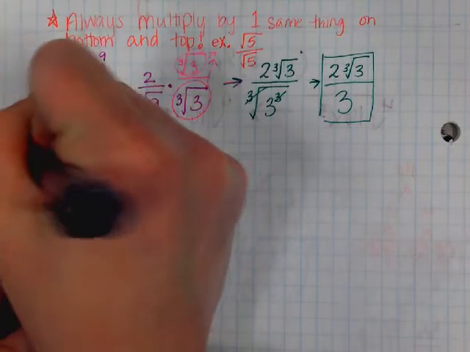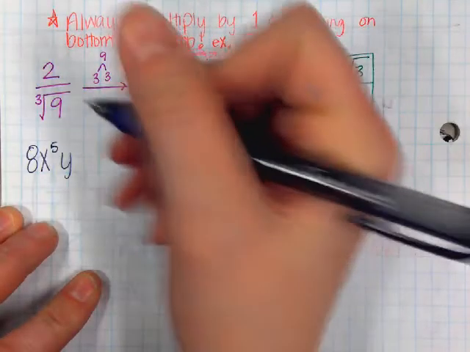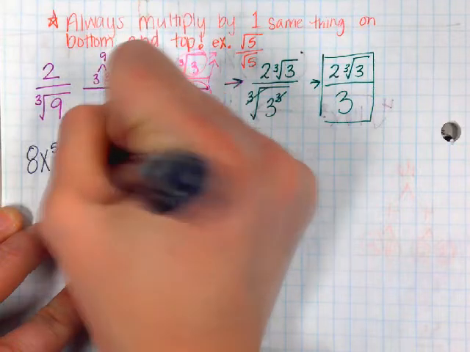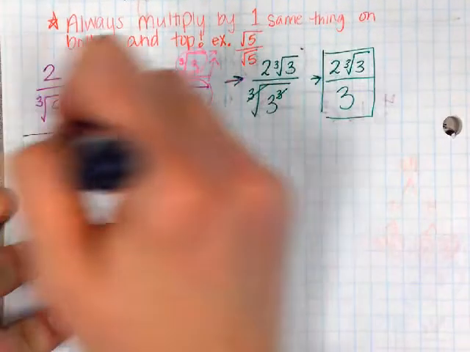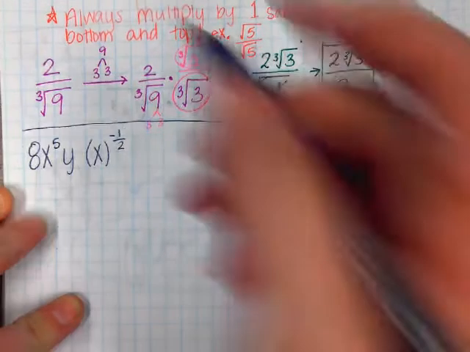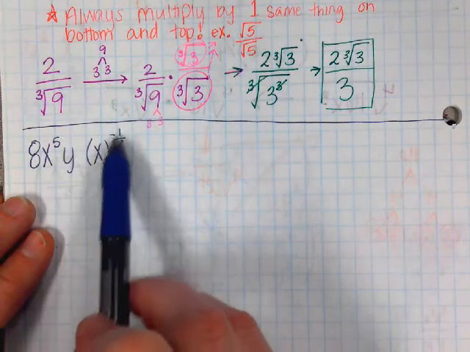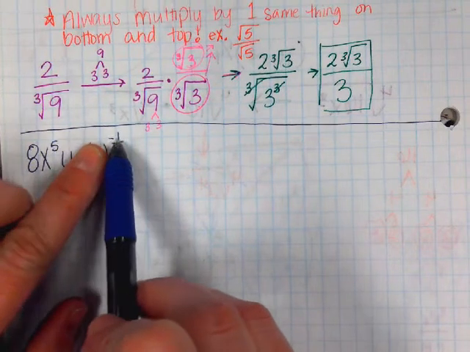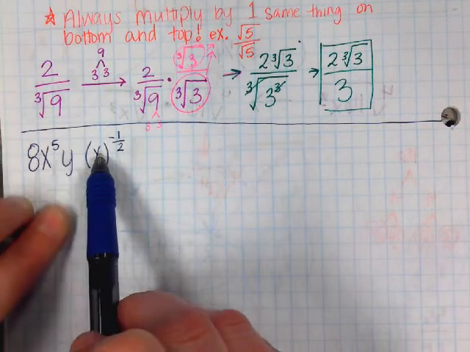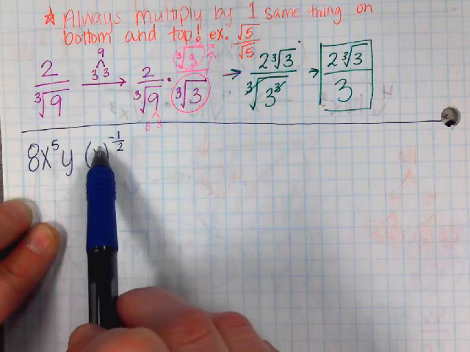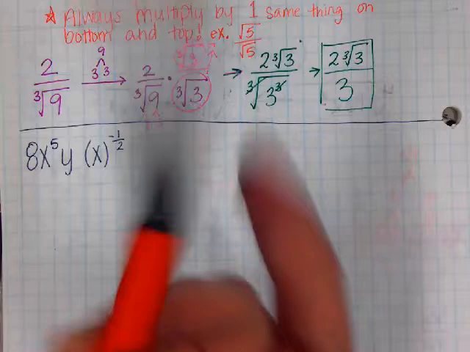All right, another example now using variables. So if we have 8x to the 5th y times x to the negative 1/2. So this is a new example. Oops, and I just marked through that stuff, sorry. Now, I put this problem on here because I wanted to show you, remember, when you have an exponent like this, it only applies to what's in parentheses or what's directly in front of it. So the only thing inside of this parentheses is x, so that's the only thing that applies to this.